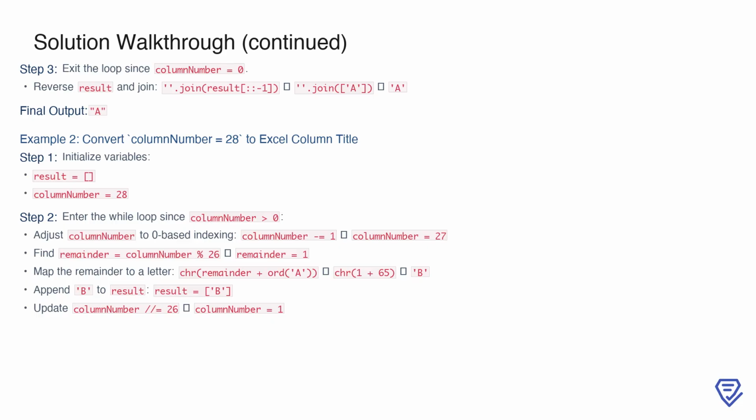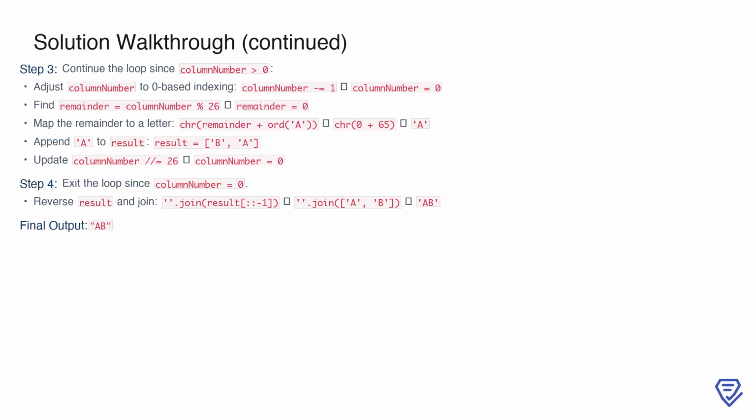Now, let's look at the second example, where column number is 28. We initialize result as an empty list and start the while loop because column number is greater than 0. We first adjust column number to 0-based indexing by subtracting 1, giving us 27. Then, we calculate the remainder of 27 divided by 26, which is 1. This remainder corresponds to the letter B, so we append B to the result list. After that, we update column number by performing integer division by 26, reducing it to 1. This prepares us for the next iteration of the loop.